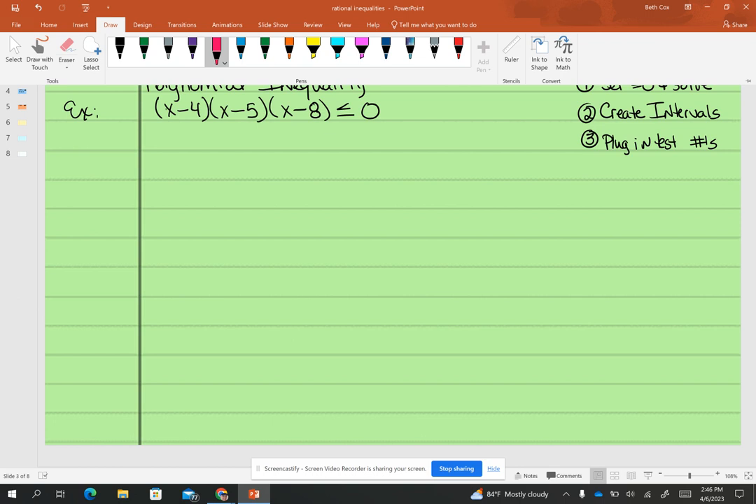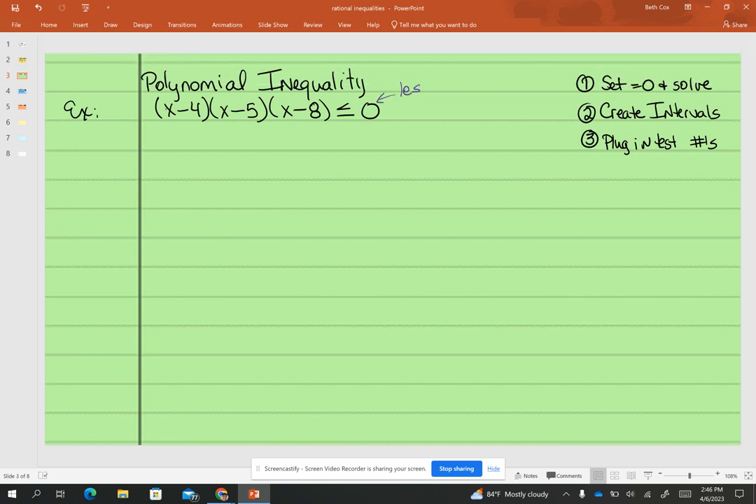This one says less than or equal to 0. So less than or equal to 0, which means negative or 0. Okay, so x minus 4 equals 0 is going to produce an answer: x is equal to 4. x minus 5 equals 0 produces x equal 5. And x minus 8 equals 0 produces x equal 8.